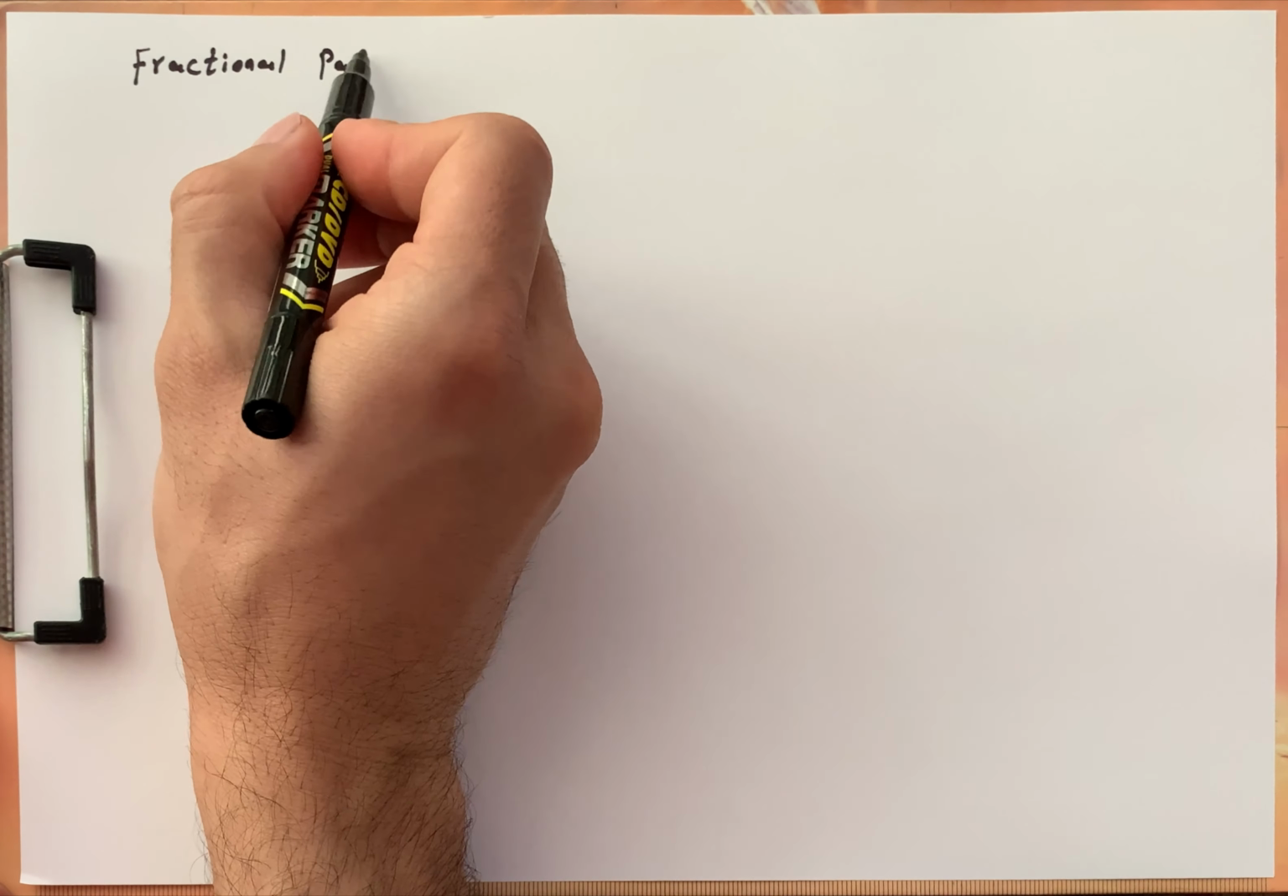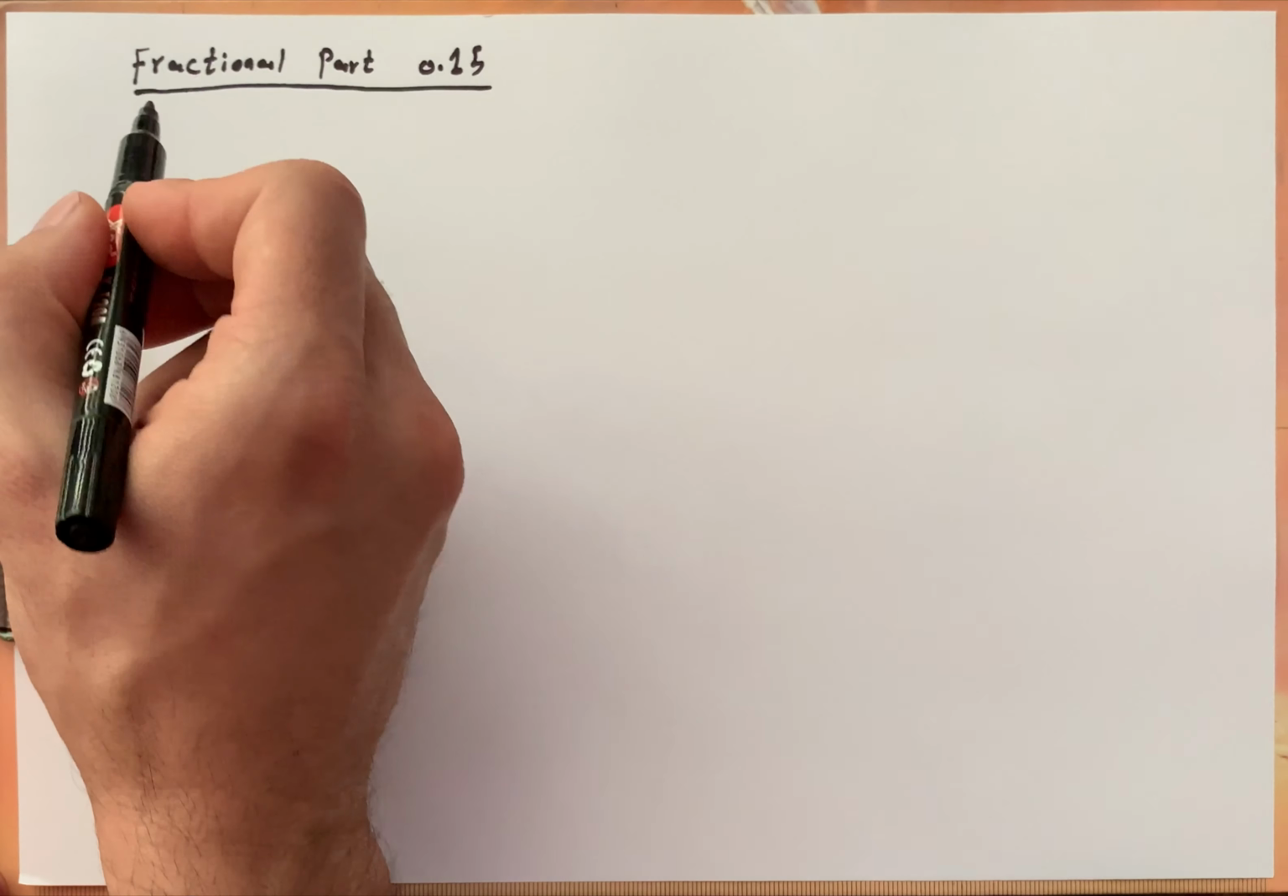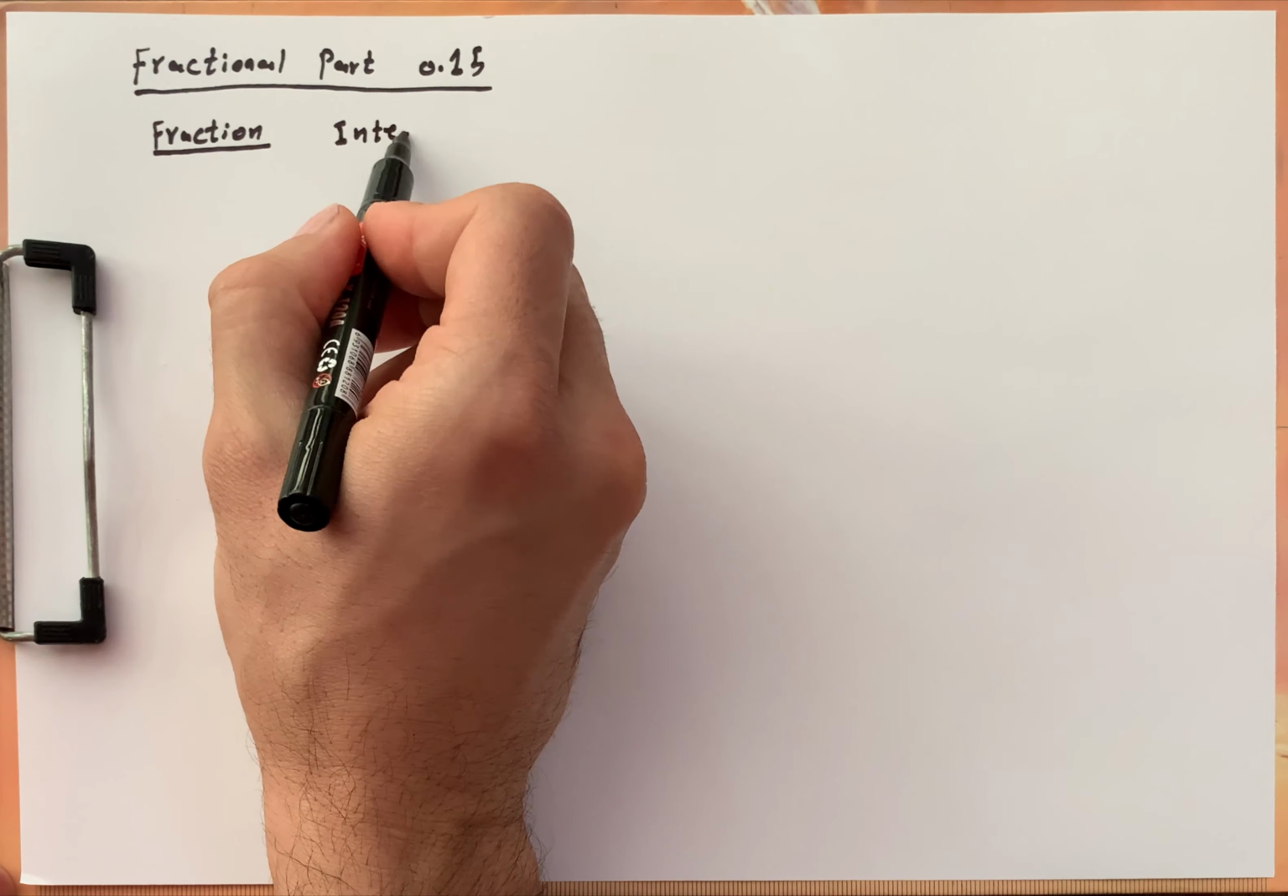Now we will convert the fractional part of the number, which is 0.15. To convert a fractional number from decimal to binary, multiply the number by 2 until the number finally becomes 0, or stop after the required decimal places. Traverse the integers from top to bottom to get the result number in binary. We will make two columns, fraction and integer.